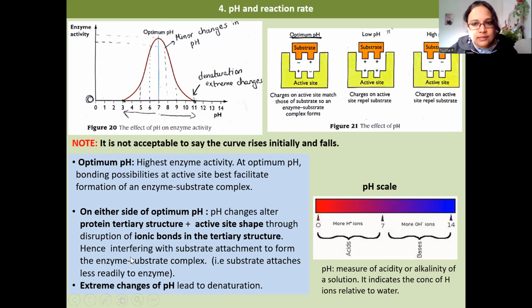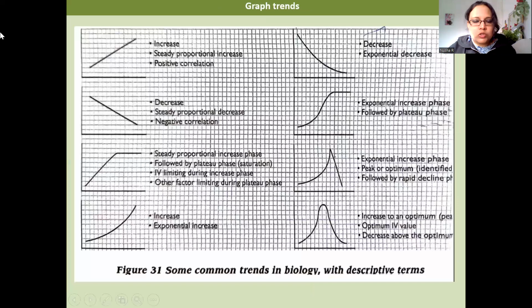Right, okay, so we've looked at pH. Here's a little recap of how we describe graphs in biology. We're describing trends in the graphs, and it's important to be very specific. So here we would say a steady proportional increase, or a decrease. Here, we wouldn't just say increase, we would say exponential increase. For this graph, we wouldn't just say decrease, we would say exponential decrease.